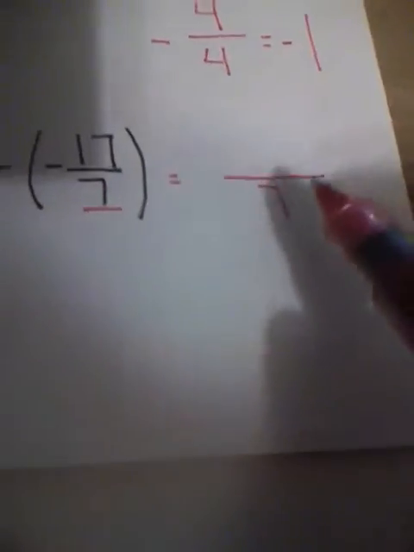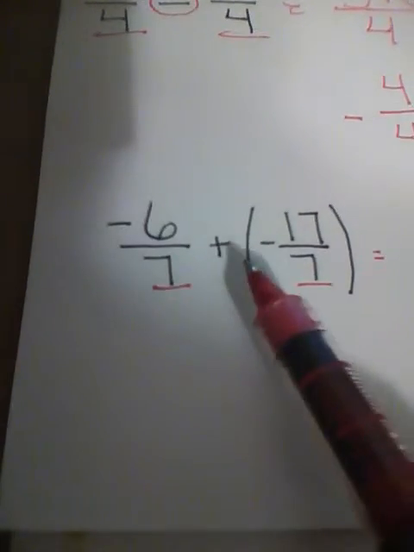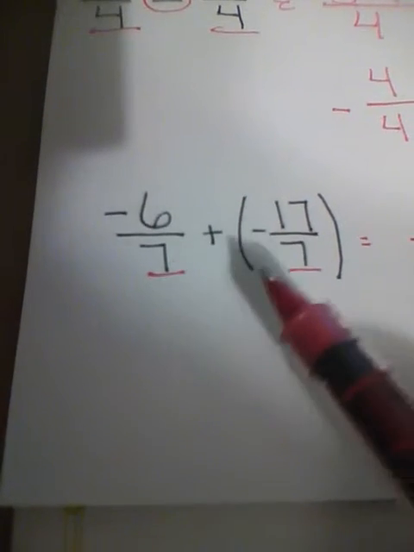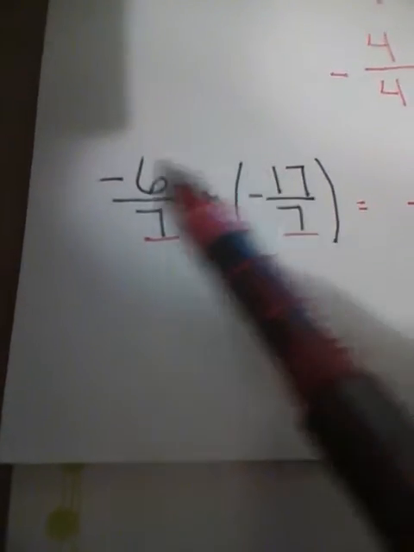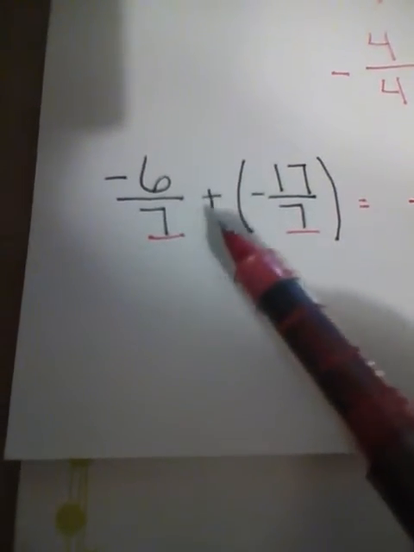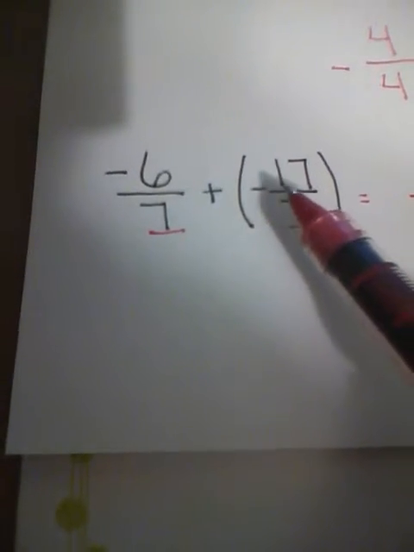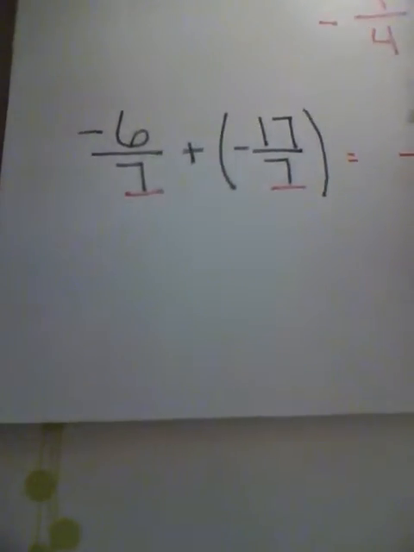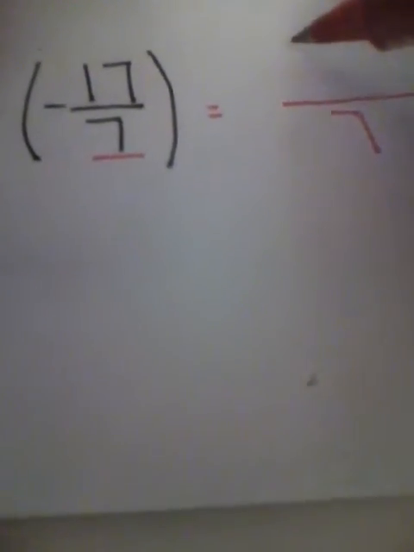I like to put both numbers over the fraction bar, or we can also call it the division bar. I have a negative plus a negative. When I take a negative plus a negative, my answer is going to be negative, because the signs are the same, and when we add integers with the same signs, all we really do is add. 6 plus 17 gives me 23.